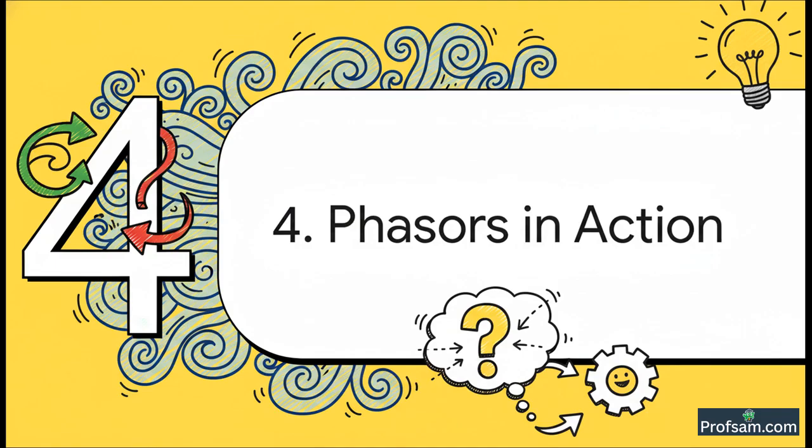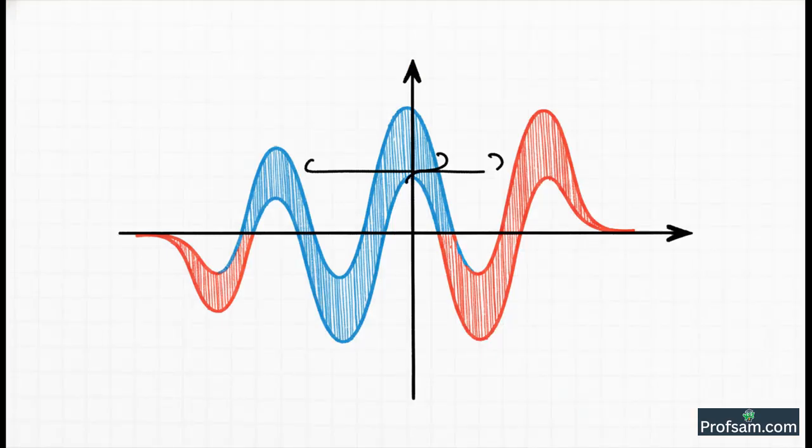We'll take a very simple example. Okay, here's our problem. We need to add two voltages. The first one, V1, is 100 sine omega t, and the second one, V2, is 100 sine omega t minus 90 degrees. Now notice a couple of things. They both have the same amplitude, 100, and the same frequency, omega. The only difference is that V2 is lagging behind V1 by 90 degrees.